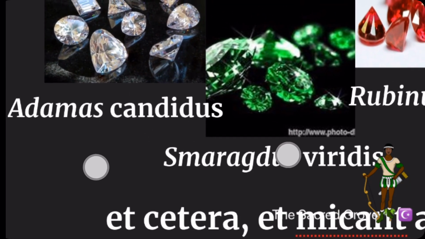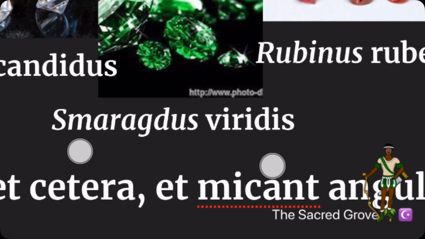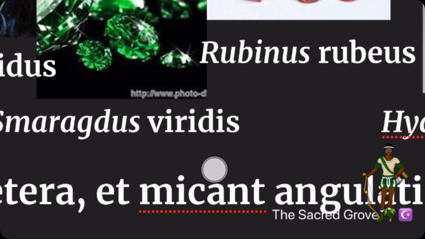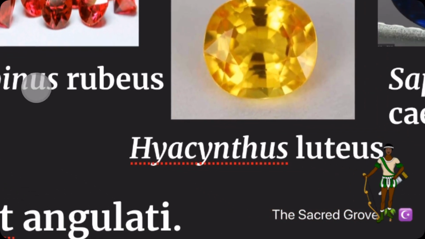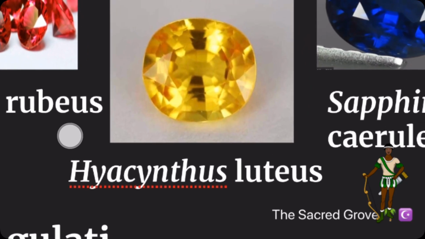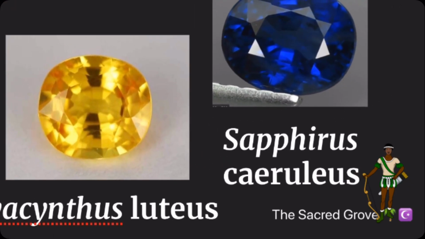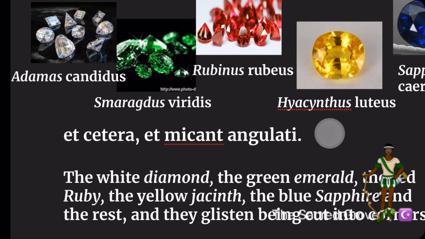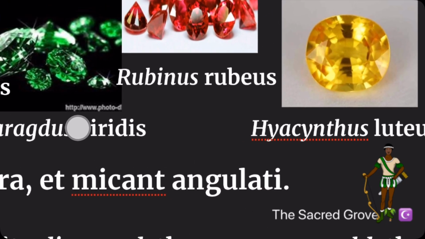Adamas candidus, smaragdus viridis, rubinus rubeus, hyacinthus luteus, and sapphirus caeruleus, etc. et micant angulati.